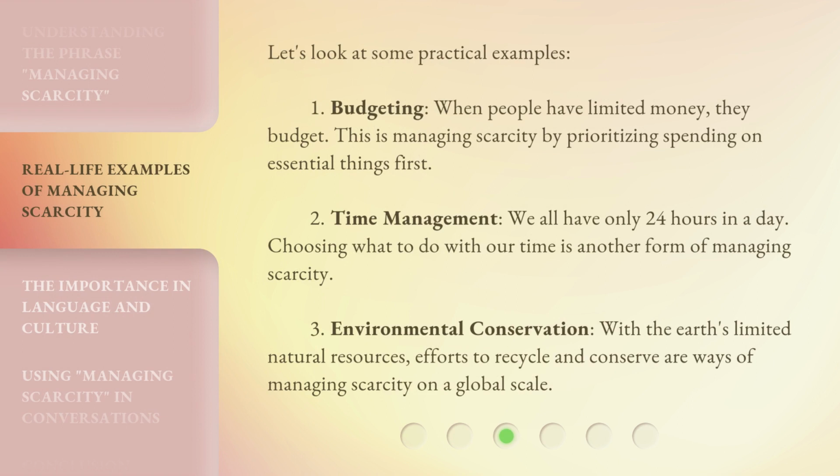Let's look at some practical examples. 1. Budgeting. When people have limited money, they budget. This is managing scarcity by prioritizing spending on essential things first. 2. Time management. We all have only 24 hours in a day. Choosing what to do with our time is another form of managing scarcity. 3. Environmental conservation. With the Earth's limited natural resources, efforts to recycle and conserve are ways of managing scarcity on a global scale.